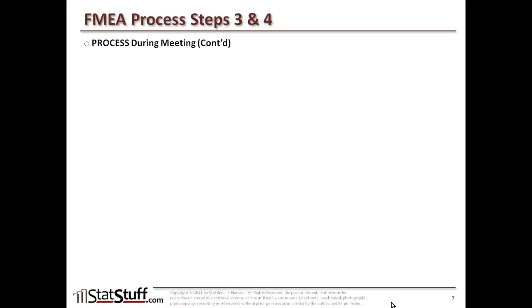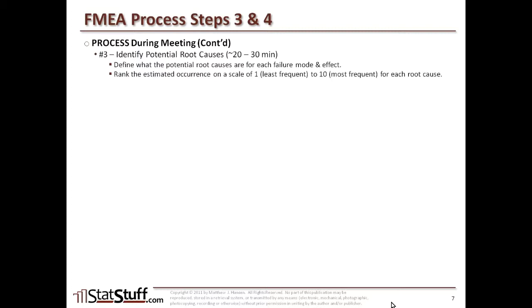Now let's continue looking at the process by digging into the third and fourth step. In the third step, as we work through our meeting, this is when we want to identify the potential root causes. So this is where we want to say what we think are the potential root causes for each of those failure modes and effects we had just identified.